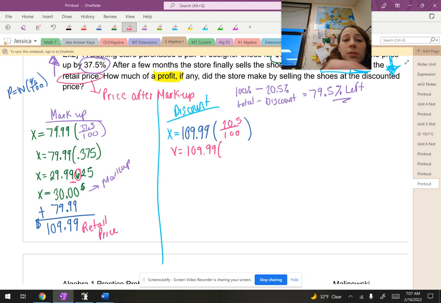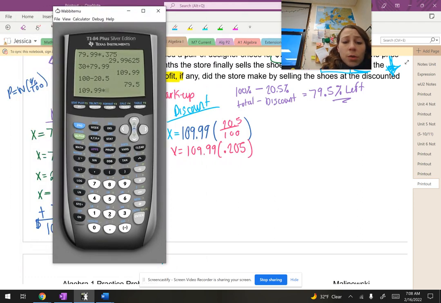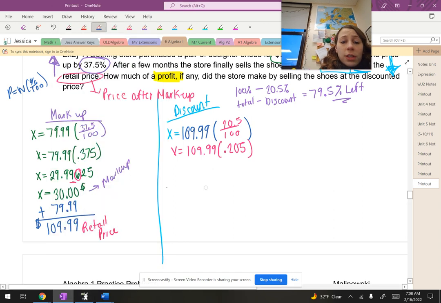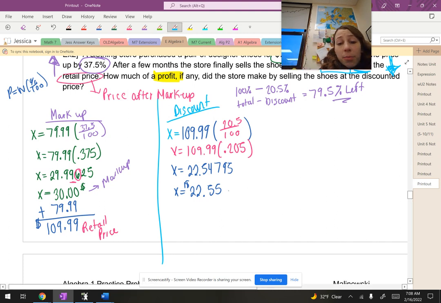$109.99 times 0.205 is going to be 22.54795. And again, rounding that to the nearest hundredth because money, that's what we do. We'll go to 55, so $22.55. And again, this is not the price that it's selling for. This is the amount of money that has to come off of that $109.99.